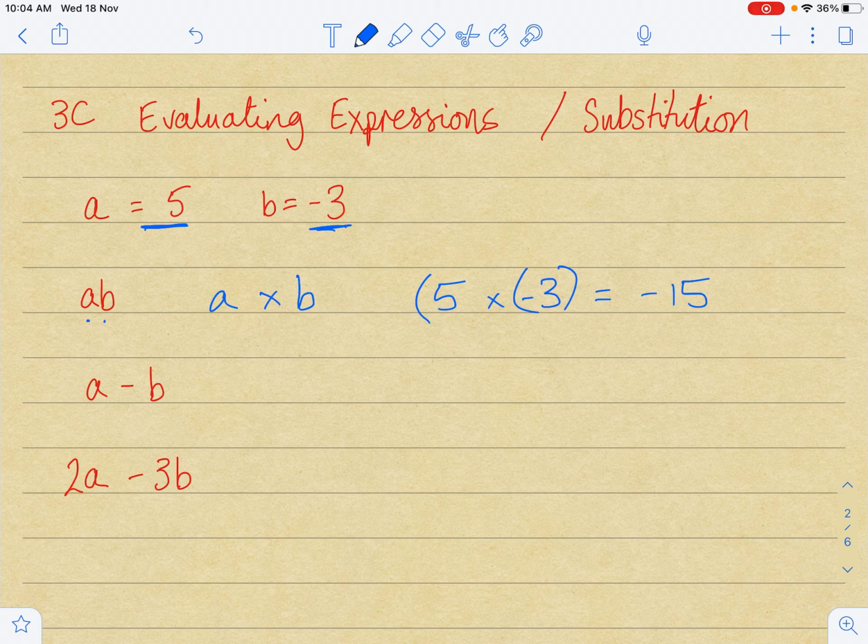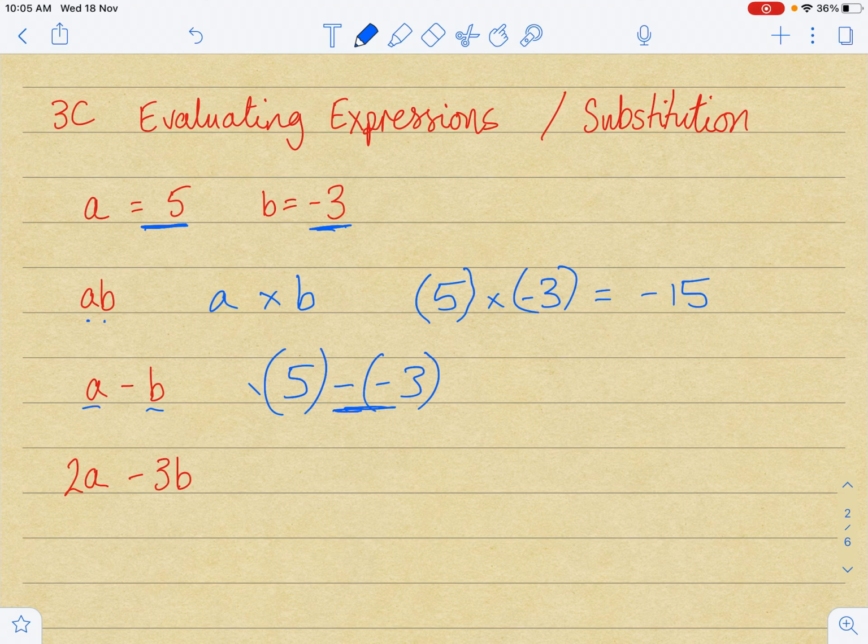I would encourage you, especially when you're using a calculator, even though it seems a bit unnecessary, put brackets around everything you substitute. It'll just lead to more efficient answers, especially when using a calculator. I'll give you an example here. A minus b, well, in this case, we're going to have 5 minus -3. By putting the brackets there, it's very clear what I'm doing. The calculator will make sure it understands, and you don't miss out any of these negatives.